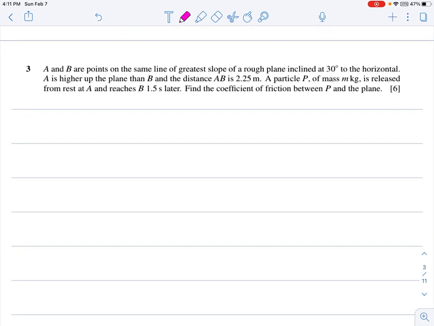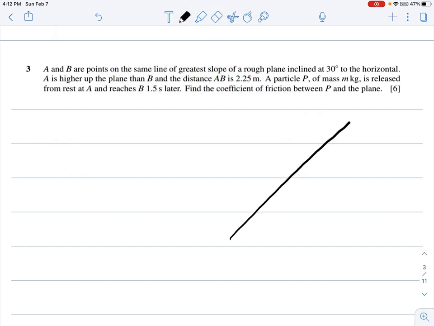Now question number 3. What is this question? A and B are points on the same line of greatest slope of a rough plane, inclined at an angle of 30 degrees to the horizontal.